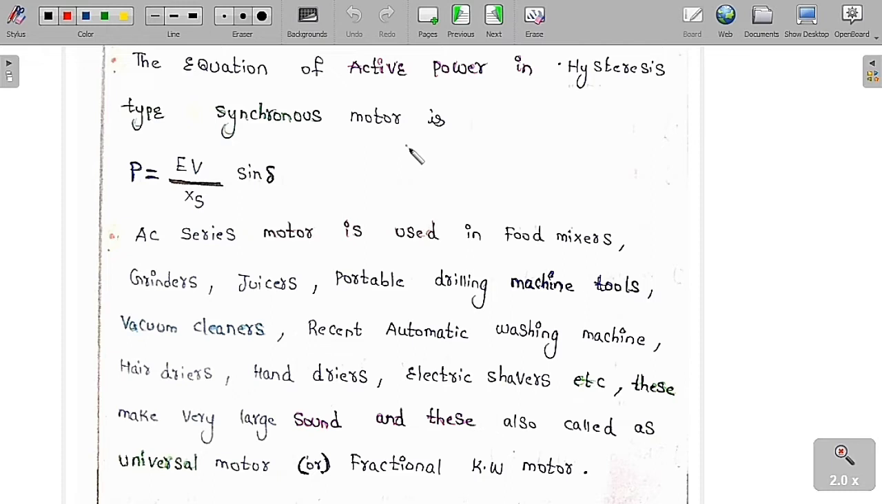So these are the important things that you always have to keep in your mind. Therefore, the equation of the active power in a hysteresis type synchronous motor is P is equal to EV by XS into sin delta.